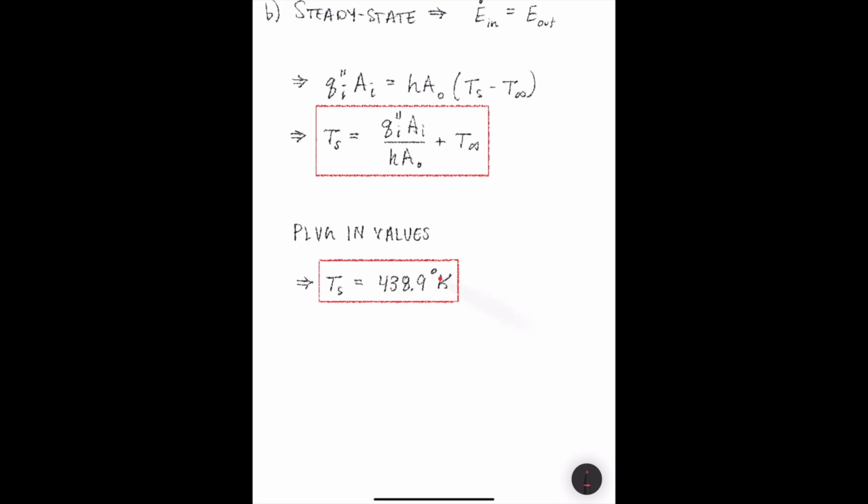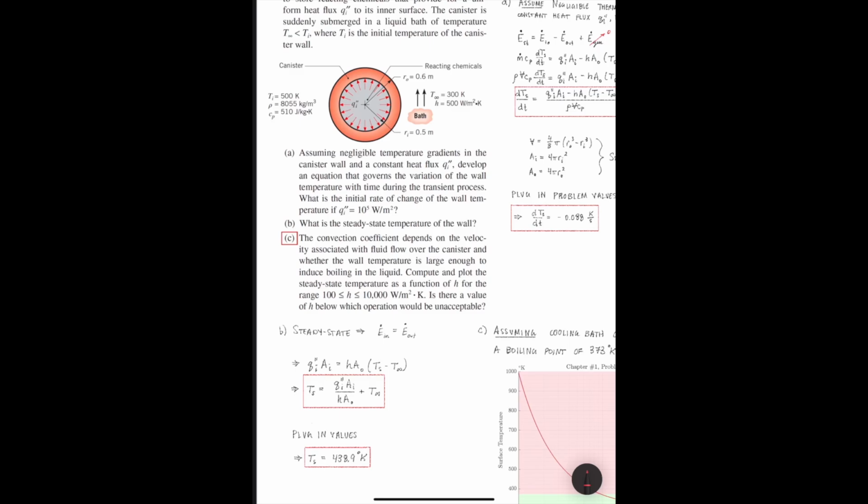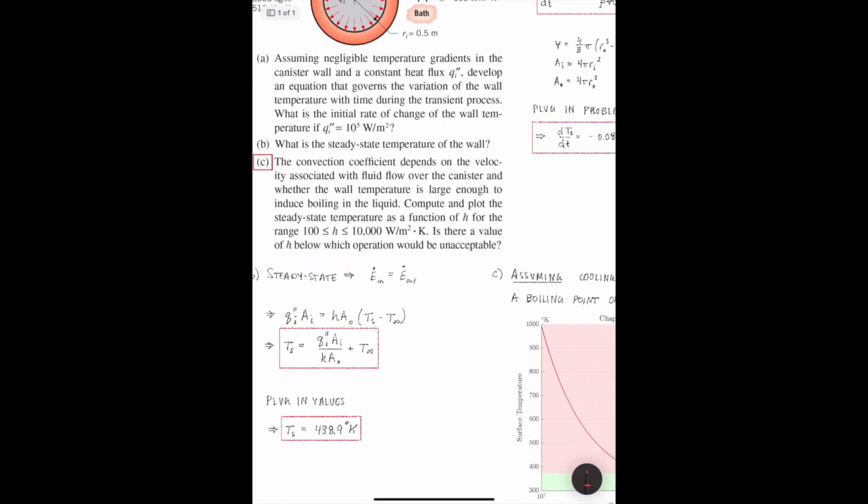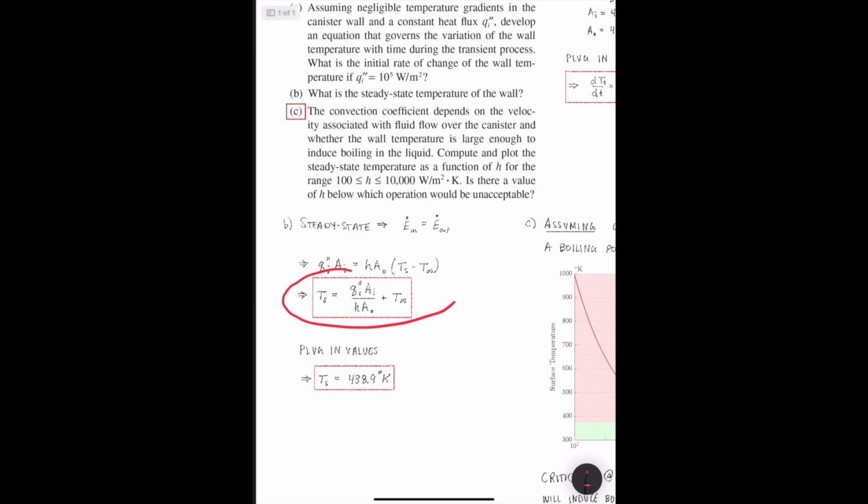Part C says that the convection coefficient depends on the velocity associated with fluid flow over the canister and whether the wall temperature is large enough to induce boiling in the liquid. Compute and plot the steady state temperature as a function of h for the range between 100 and 10,000. And is there a value of h below which operation would be unacceptable? So it asks us to plot this steady state temperature for different ranges of h.